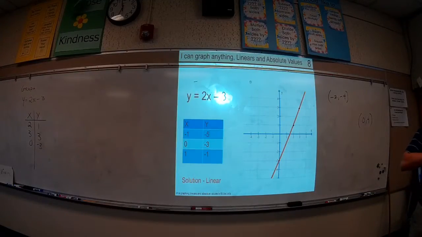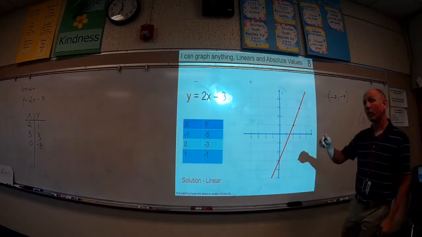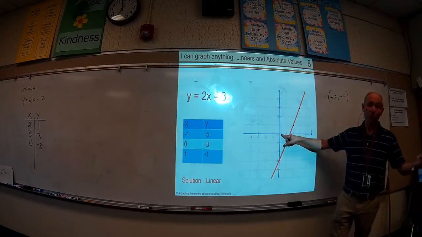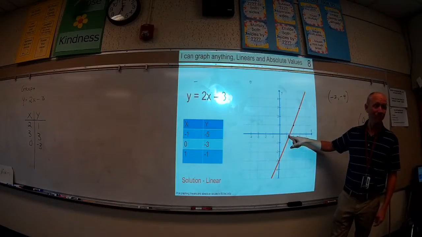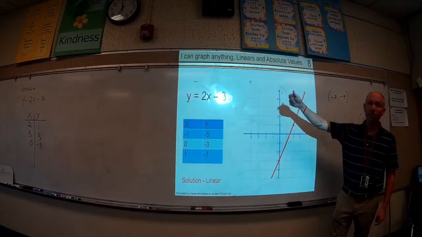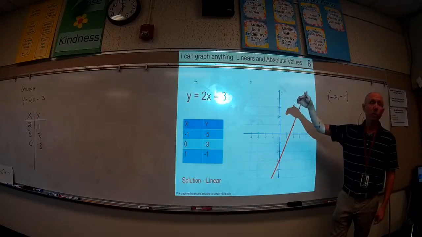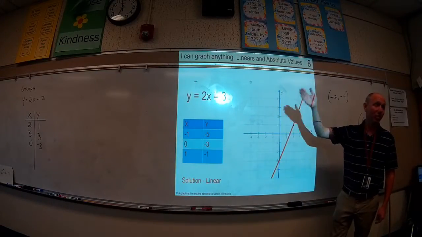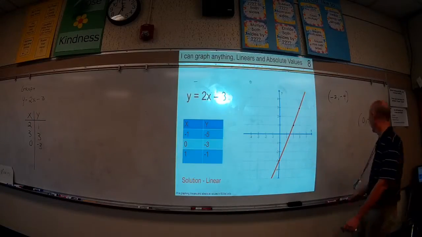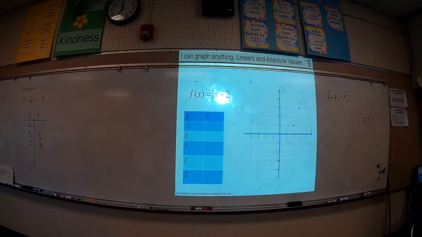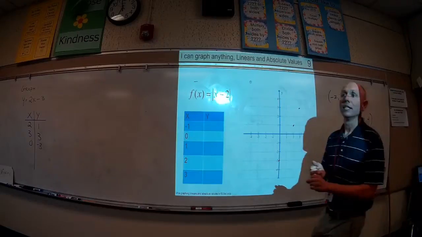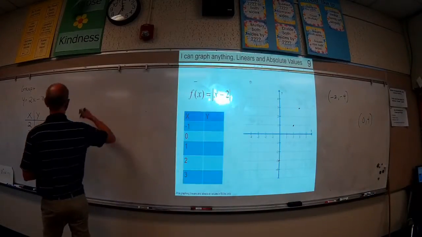Repeat after me. I can graph anything. The errors that I saw were plotting points correctly and possibly putting things into the functions. We're just going to put numbers into the functions, get numbers out, and then plot it. Let's try another one. This time, it's an absolute value. In your notes, graph.